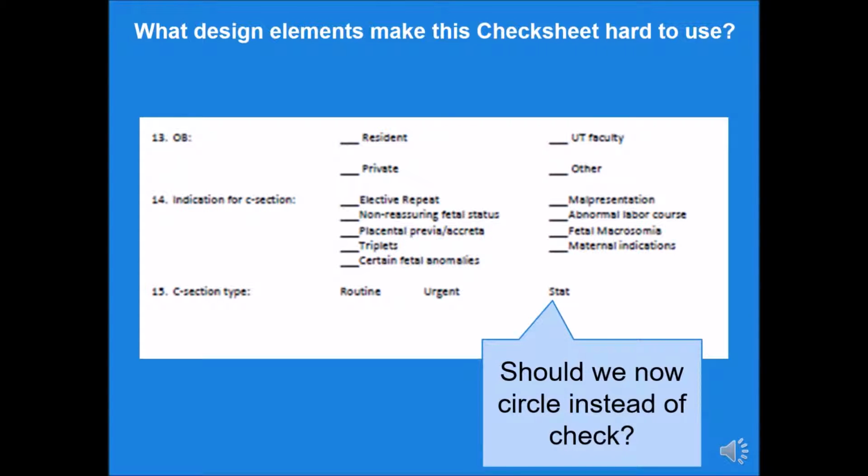Next, if you notice from the top of the check sheet to the bottom of the check sheet, you go from being expected to check an answer to suddenly being expected to circle an answer, which begs the question: why?